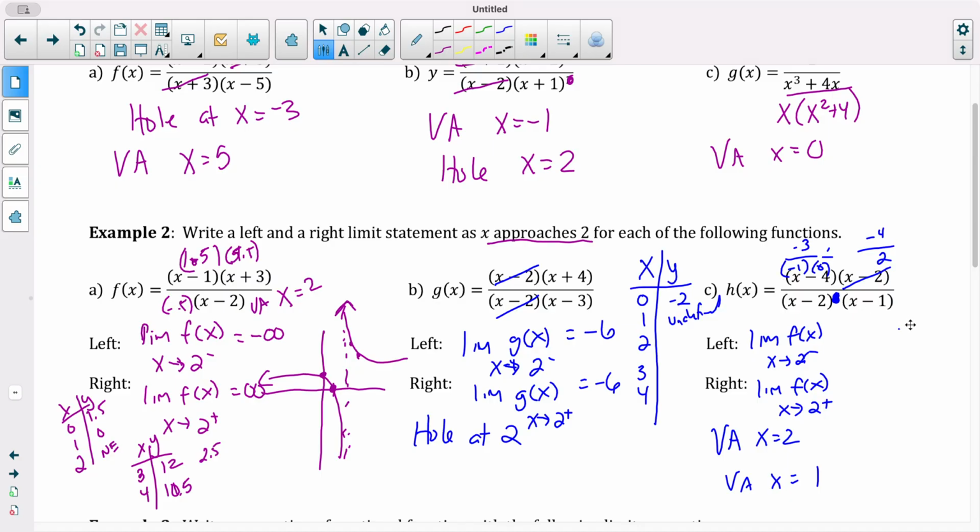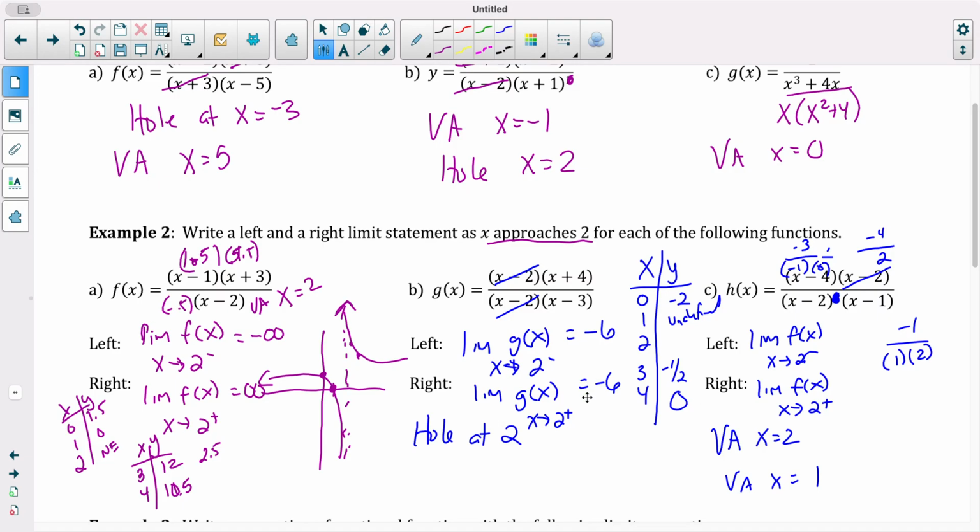3 minus 4 is -1. 3 minus 2 is 1. 3 minus 1 is 2. So -1 over 2 is -1/2. Okay, and then 4. Substitute in 4. That's just going to be 0 because that's going to be 0 on the top.